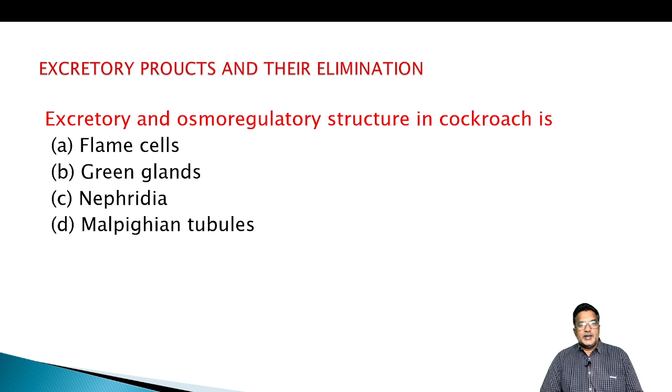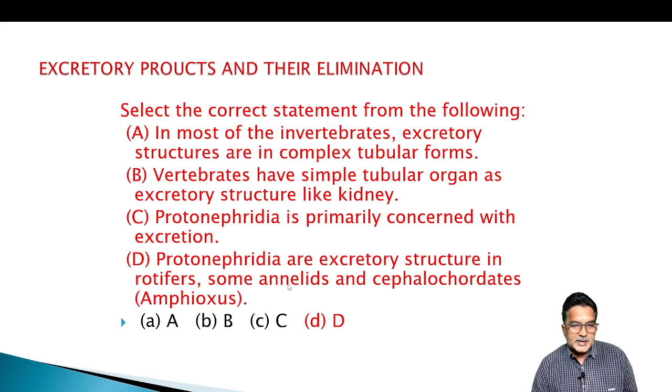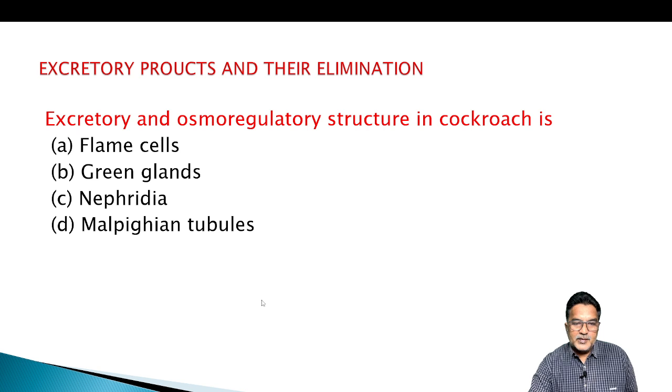Excretory and osmoregulatory structures in cockroach. Cockroach belongs to phylum Arthropoda, and Arthropoda has the green gland in crustaceans. Nephridia are in Annelida. Flame cells, as we said, are in rotifers, and these excretory structures in annelids and cephalochordates are protonephridia. Flame cells in protonephridia are present in cephalochordates, rotifers, and platyhelminthes. The green gland category is crustaceans, and nephridia are in Annelida.